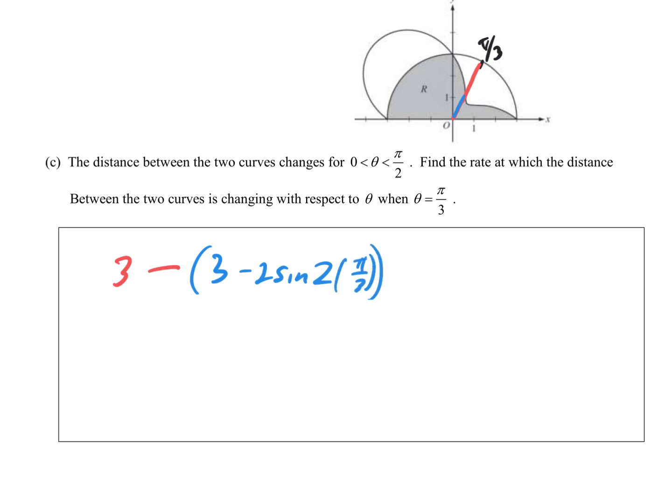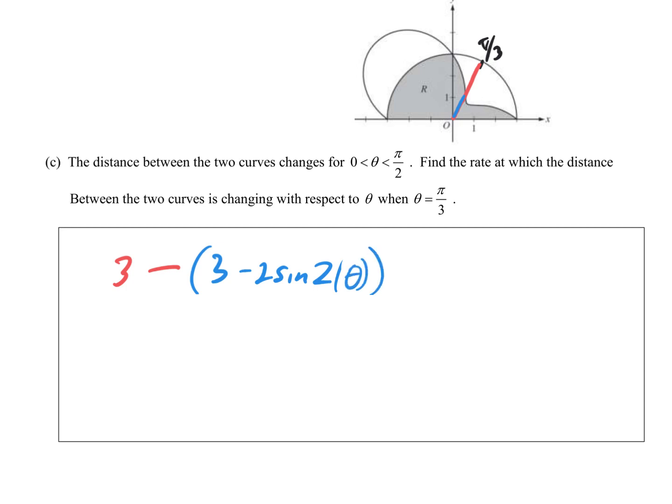No, it's just that? I got that part in the job. Isn't that the radius at pi over 3? This is the distance, but it wants to know, find the rate at which the distance between the two curves is changing, okay? So what I'm really doing here is, actually, let me get rid of that pi over 3. I'm gonna leave it as theta.